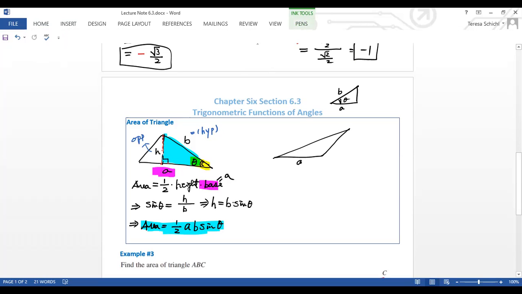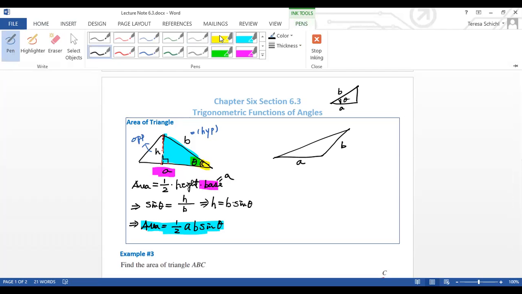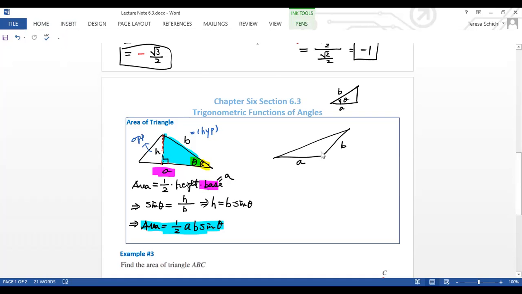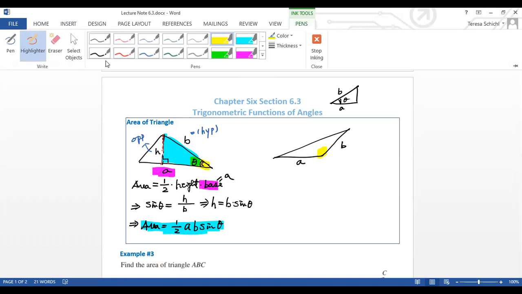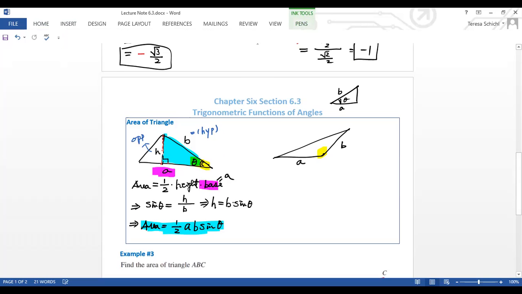Okay, so if I have A's here and the B's here, remember the angle has to always be between these two bases, right? So this will be my theta, right? So this will be my theta here.